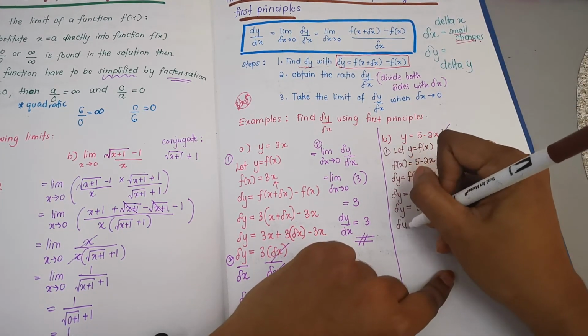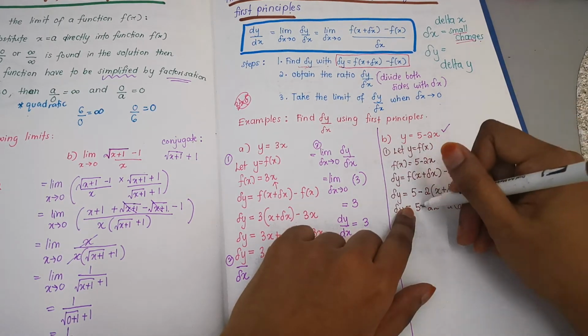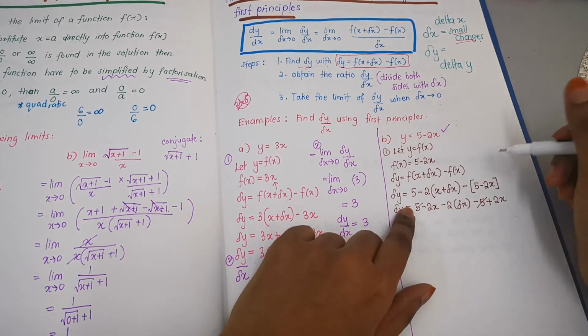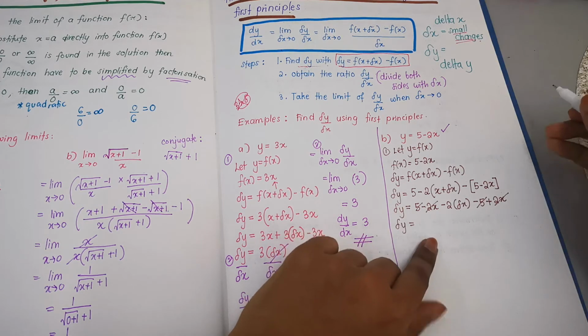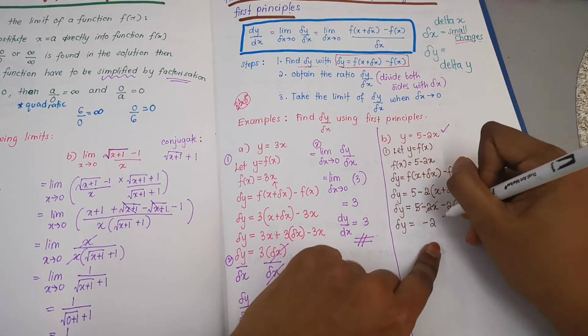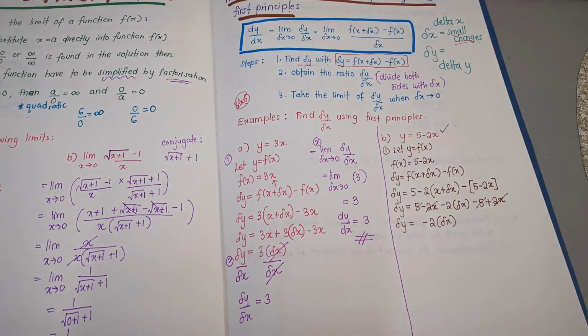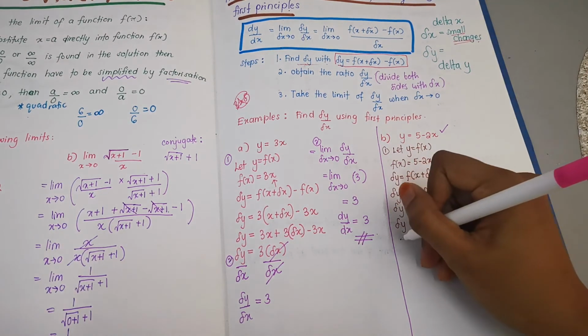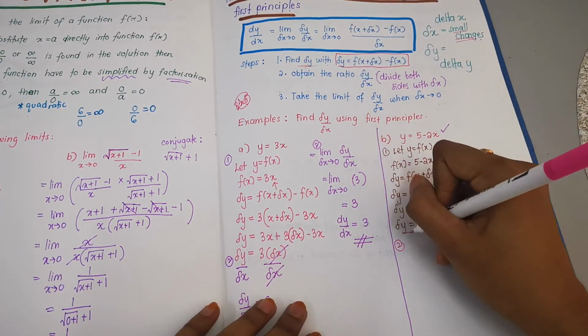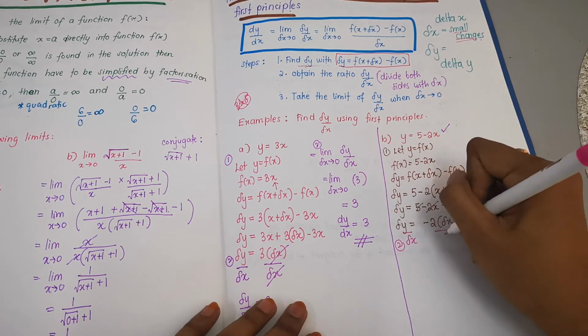Let's try to solve. Which one can solve? 5 minus 5, no more. Negative 2x plus 2x, no more. So we are left with negative 2 delta x. First step done. I hope you guys got until here. Moving on to the second step, which is divide both sides by delta x.